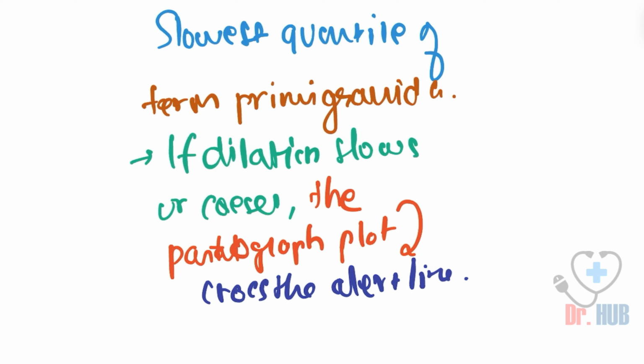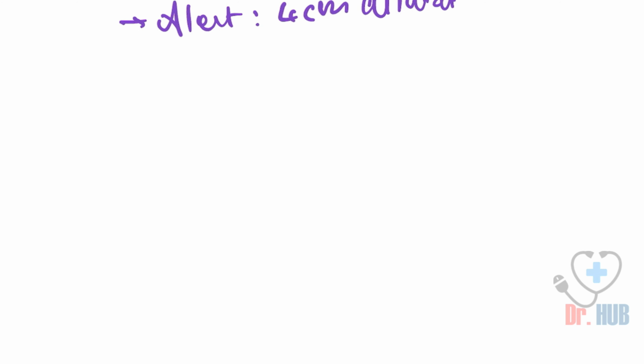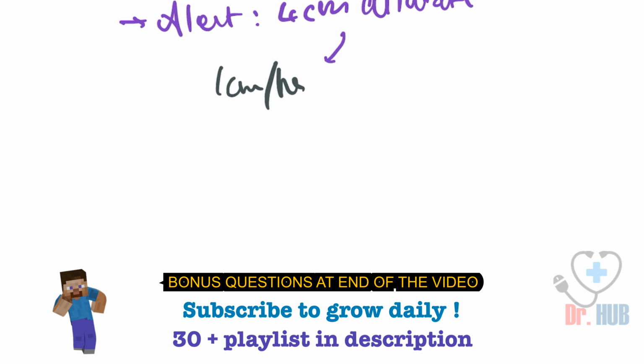Now we look at the alert line. The alert line is at 4 centimeter dilation and we can expect a dilation of 1 centimeter per hour.